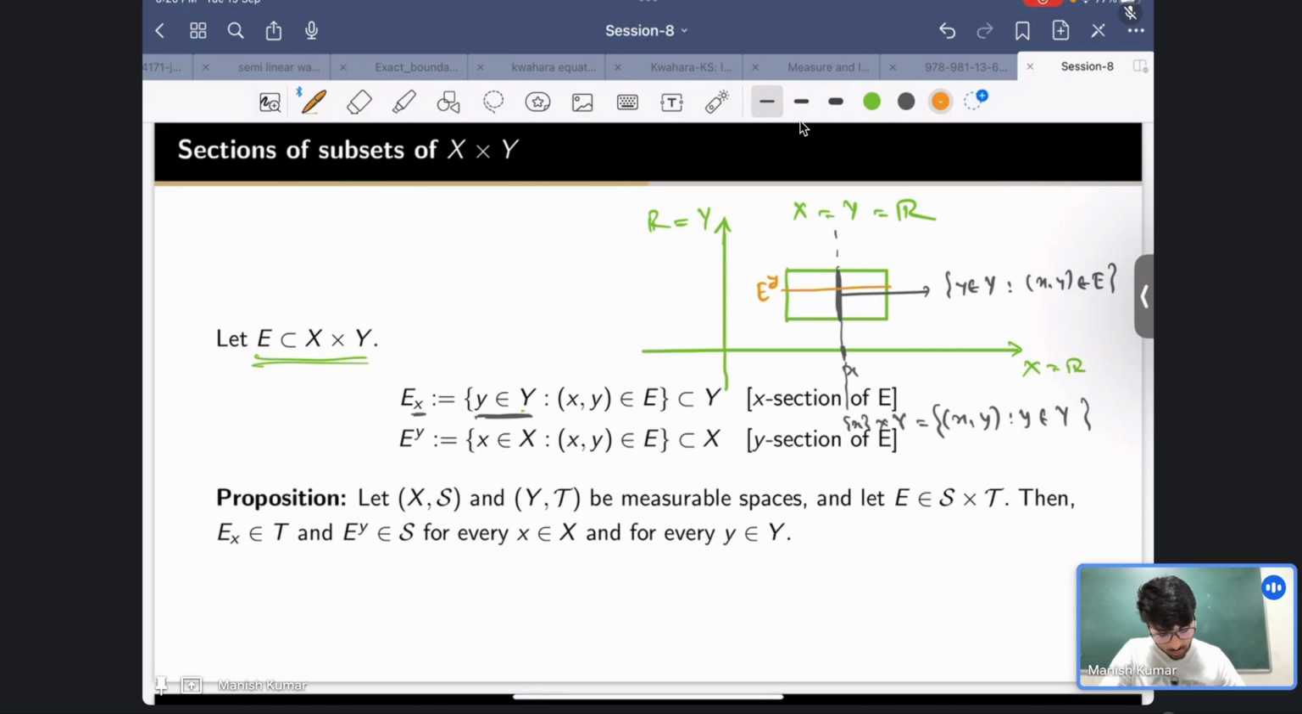So I hope you understand these things, right? So what is E_x and E_y? Did you get this picture?